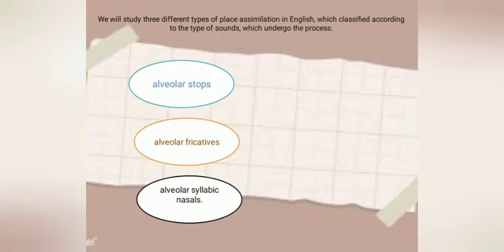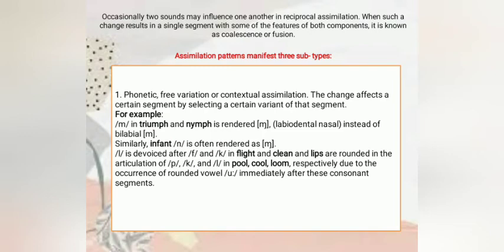Here we will study three different types of place assimilation in English, which are classified according to the types of sounds which undergo the process: alveolar stops, alveolar fricatives, and alveolar syllabic nasals. Occasionally, two sounds may influence one another in reciprocal assimilation. When such a change results in a single segment with some of the features of both components, it is known as coalescence or fusion.